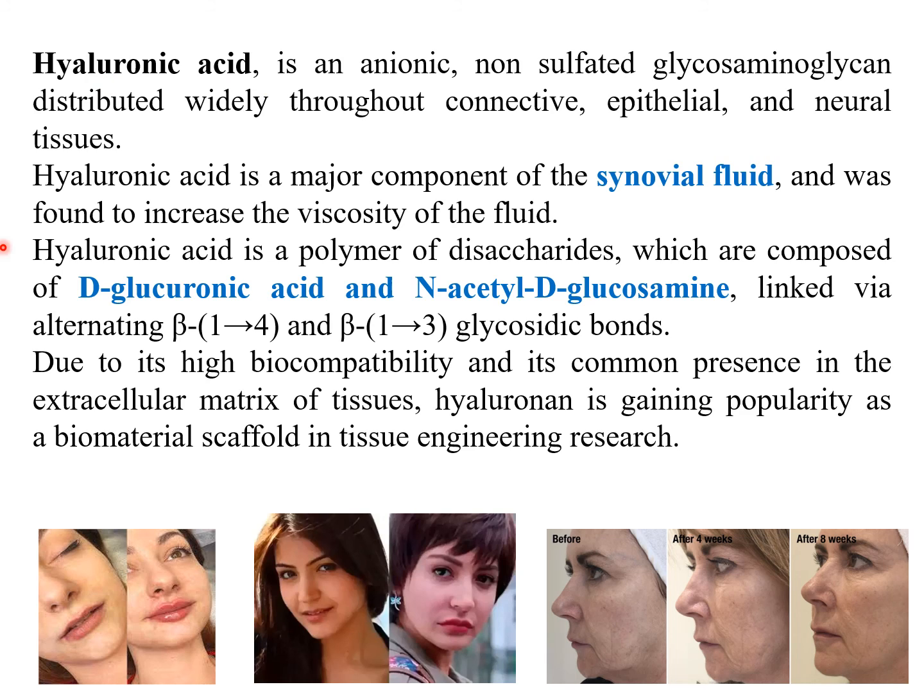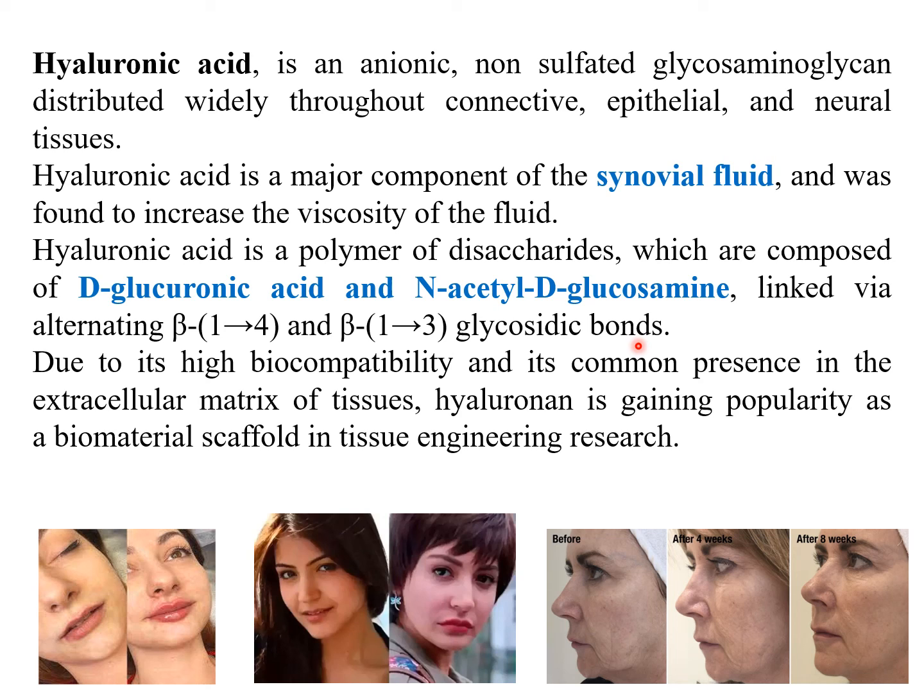Hyaluronic acid is a polymer of disaccharides, which are composed of D-glucuronic acid and N-acetyl glucosamine linked via alternate beta 1,4 and beta 1,3 glycosidic bonds. Because of this structure, a thick viscous fluid is present in our joints that acts as a grease, which will reduce the friction when you are moving your joints. So this is the beauty of nature.